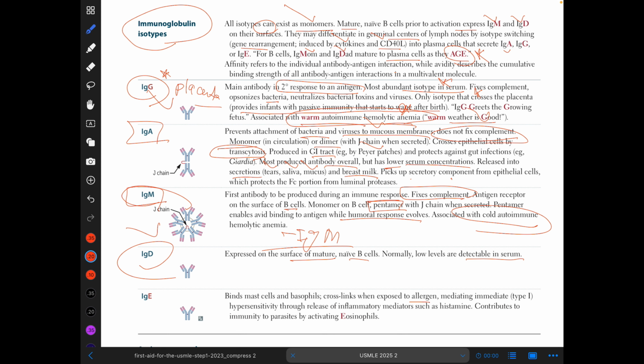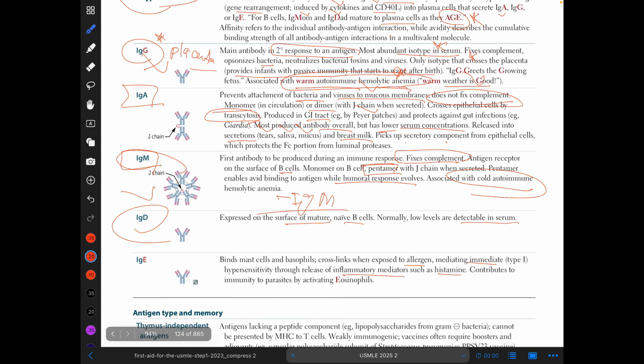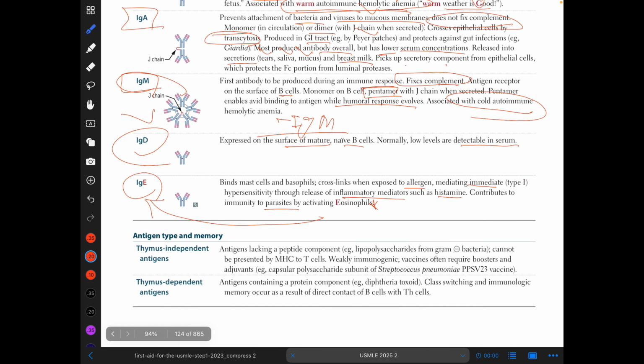IgE binds mast cells and basophils. It cross-links when exposed to allergen, mediating immediate type 1 hypersensitivity through release of inflammatory mediators such as histamine, and contributes to immunity to parasites by activating eosinophils. This is also called antibody-dependent cellular cytotoxicity, like eosinophils using IgE. Same as IgG is used by natural killer cells sometimes.